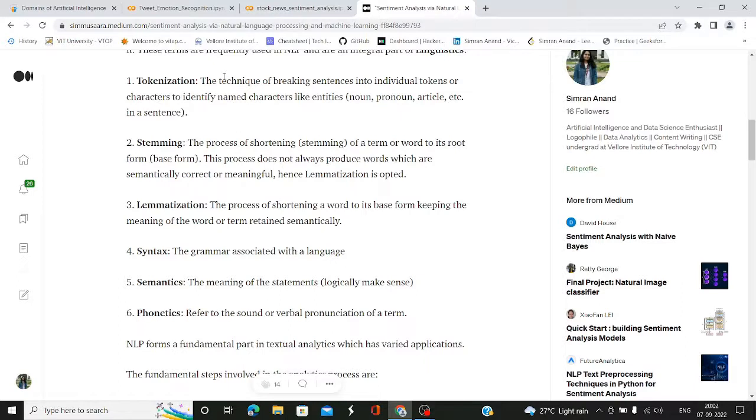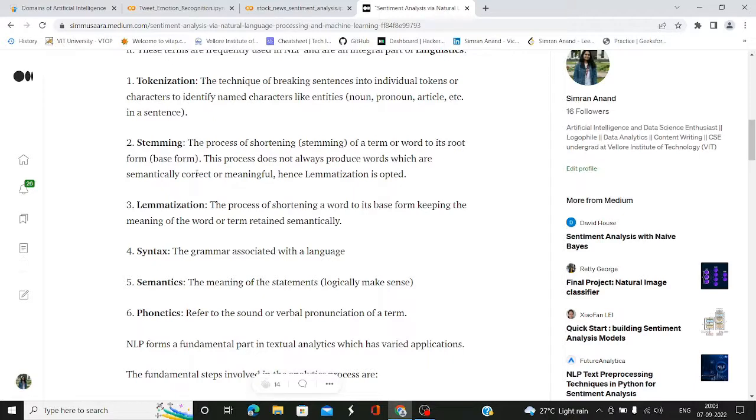That is tokenization. Coming to stemming. Stemming is the process of shortening a term or a word to its root form or base form. But it does not always produce words which are meaningful. Semantics is the meaning, and syntax is the grammatical structure of a sentence or a word. Phonetics refers to the verbal pronunciation of a noun or a term.